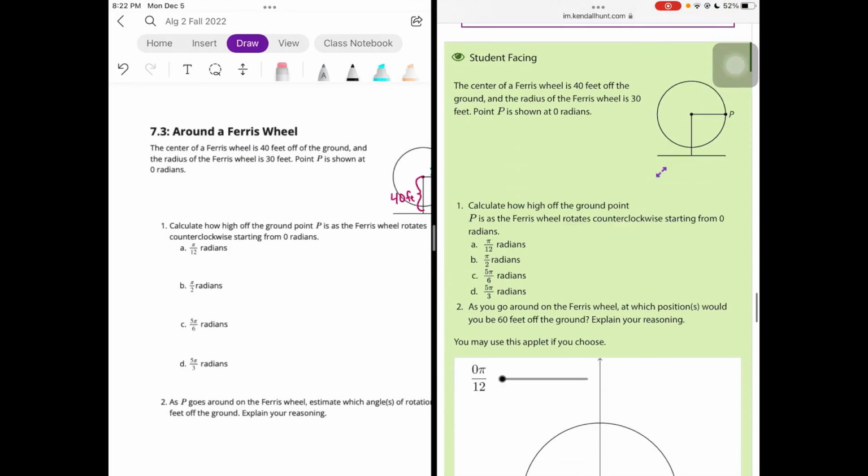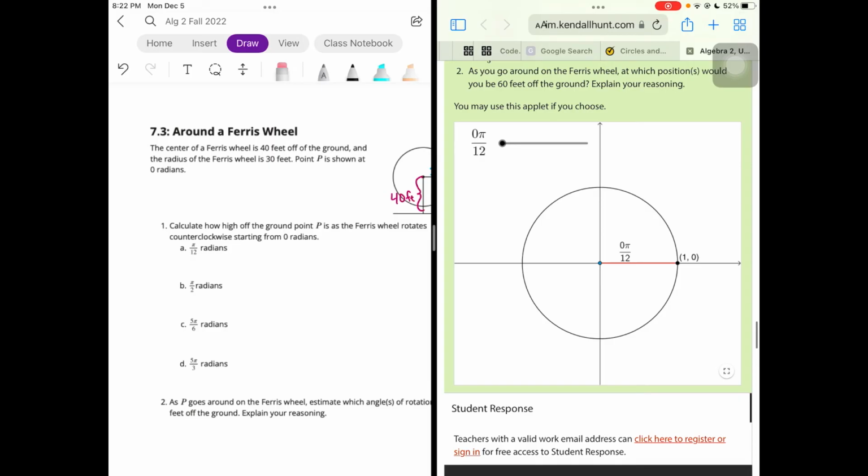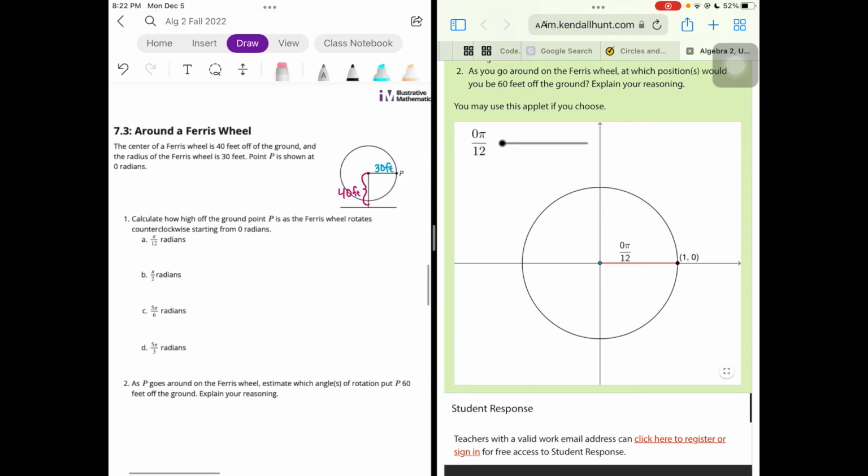And there it is. All right, so we're going to look at how high off the ground at pi over 12. So pi over 12, there's 1 pi over 12. So there's our triangle. And so if we know that the height of that triangle is 0.26, that's the height of the triangle from that center line, right? But we're already 40 feet off the ground, so we're going to add 40 to that. And so we get 40.26.